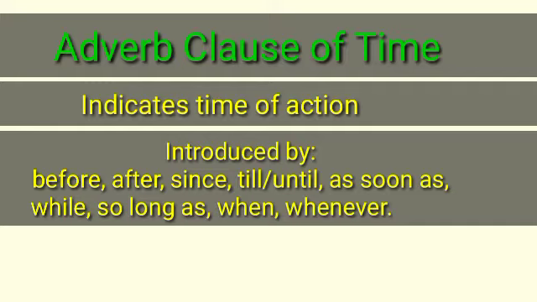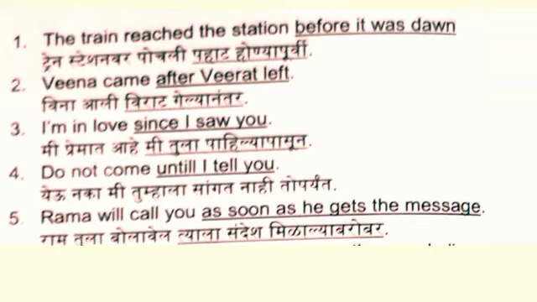Let's try to understand adverb clause of time with the help of a few examples. See the first example. The train reached the station before it was dawn. In the sentence, the train reached the station before it was dawn, before it was dawn is the subordinate clause. It is an adverb clause, and it is an adverb clause of time because it indicates the time of the action, as to when the train reached the station.